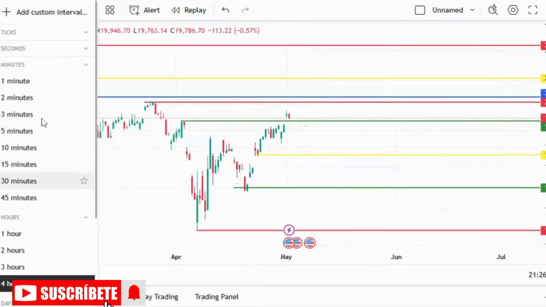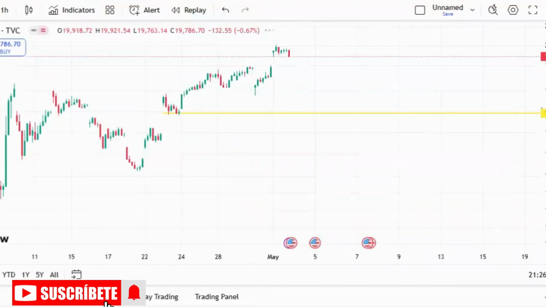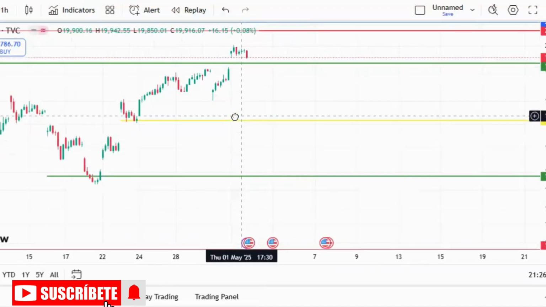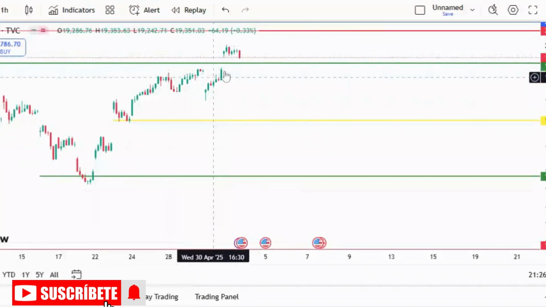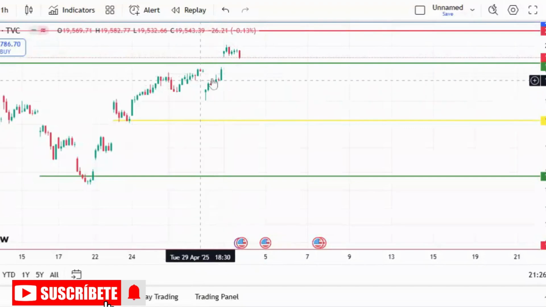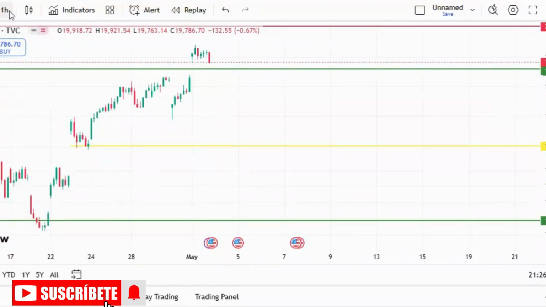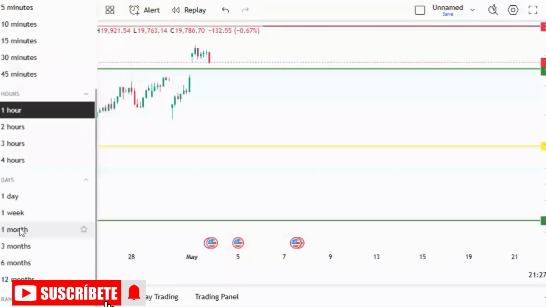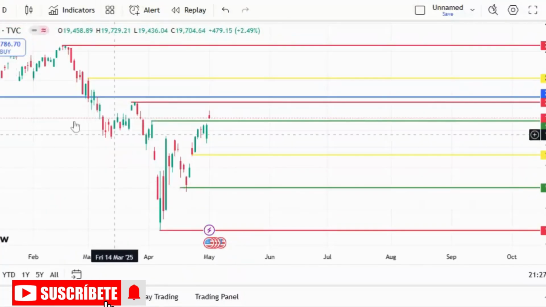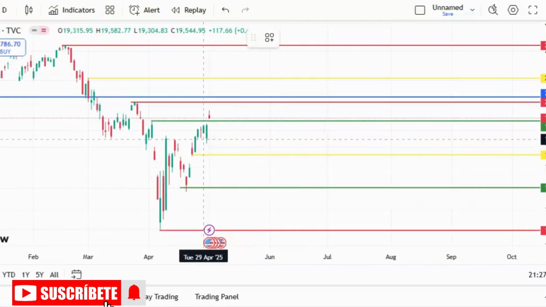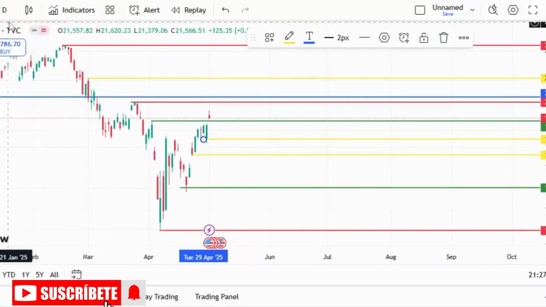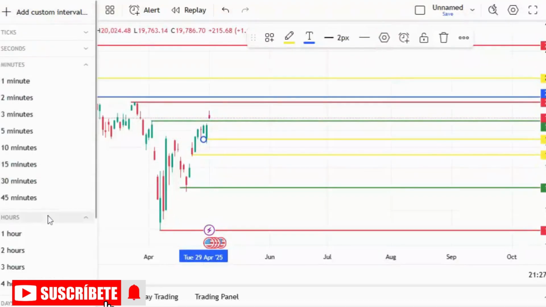Let's go down to the 1 hour time frame. I think you should be looking around this zone here. Look around this zone. Let me go down to buy. So this is how I mark up my chart and then look for entries.